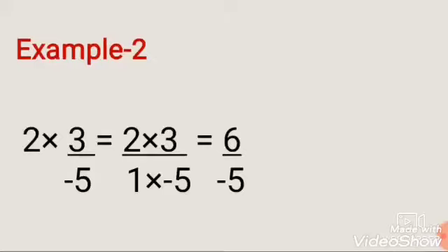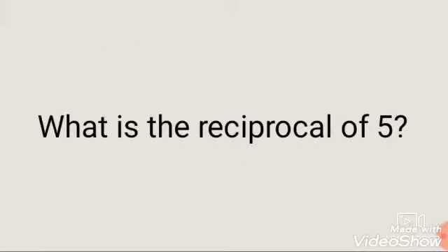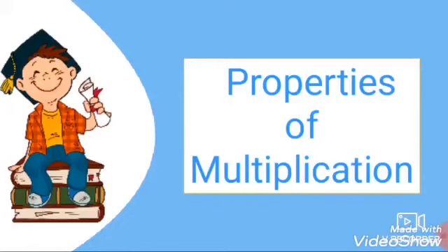Let me move on to the next example. In this, I taken two rational numbers as 2 and 3 by minus 5. So now we are going to multiply these terms. So we get 2 into 3 divided by 1 into minus 5. So the answer is 6 by minus 5. Okay, can anyone guess what is the reciprocal of 5? Yes, the reciprocal of 5 is 1 by 5. Okay. Let me see the properties of multiplication.